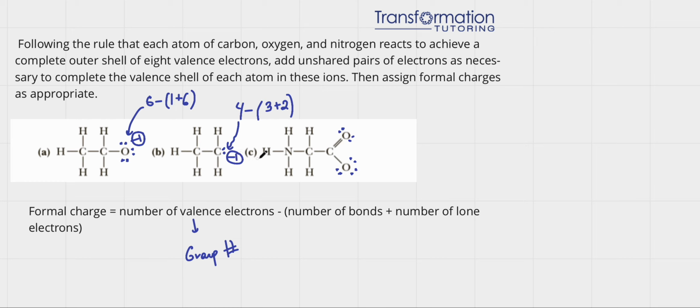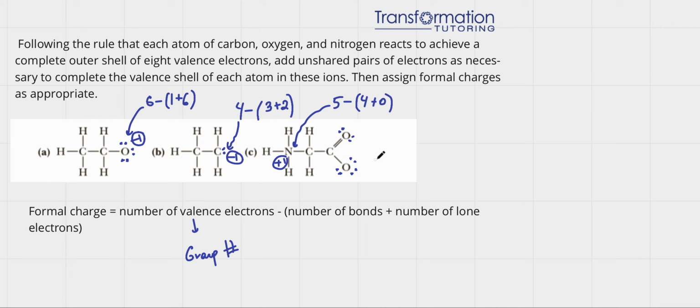Let's go ahead and look at C. Let's look at this nitrogen. Nitrogen is group 5 of the periodic table. It has 5 valence electrons minus, how many bonds does it have? 1, 2, 3, 4. It has 4 bonds plus, how many lone electrons does it have? None. We did not give it any lone electrons and it didn't have any to begin with. So this is 0. 5 minus 4 is plus 1. So this nitrogen must have a plus 1 charge.